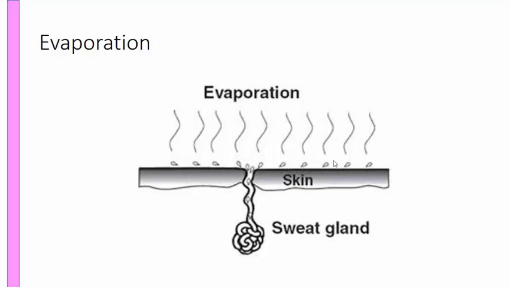Evaporation makes up about 25% of our total body's heat loss at rest, and radiation is actually our main form of heat loss at rest, taking up about 60%. However, during exercise, evaporation becomes the main player of our heat loss, and it is up to about 80% of our main heat loss process during exercise.